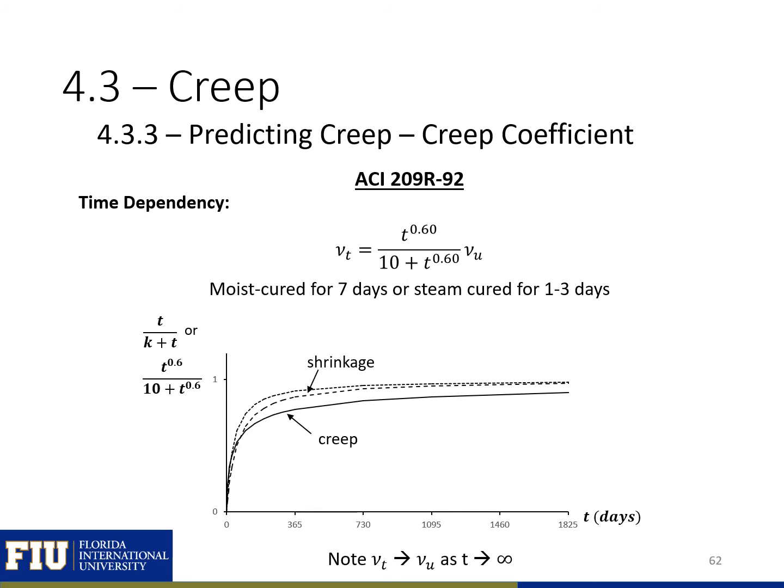ACI 209R recommends this expression for concrete that's moist cured for 7 days or steam cured for 1 to 3 days. We can see compared to our shrinkage strain, our creep develops more slowly than our shrinkage. So here's our creep coefficient compared to our shrinkage strain.